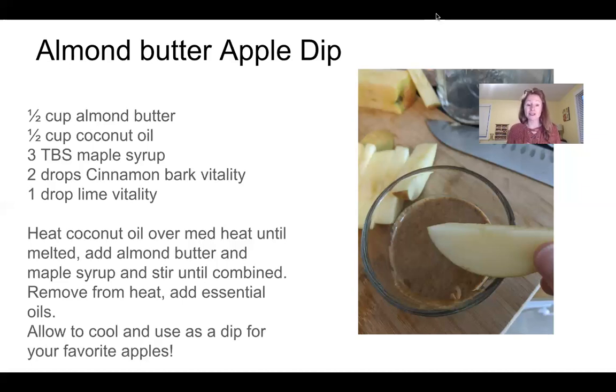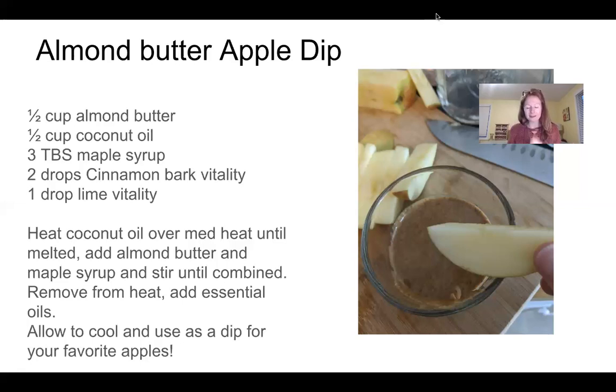So either way, it's just almond butter, coconut oil, maple syrup. Now I added cinnamon bark vitality, right? Usually this typical recipe would have ground cinnamon. I used two drops of cinnamon bark vitality. And then, of course, I had to try it with my lime because I put lime in everything. And I have to tell you, that's my new favorite, adding the lime.